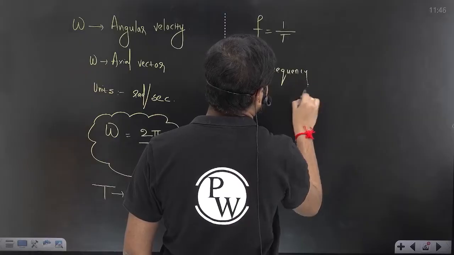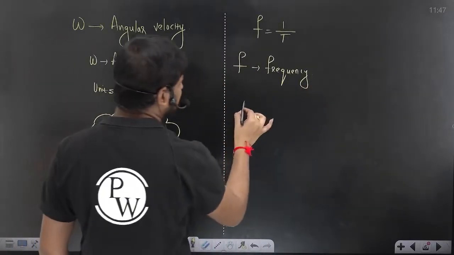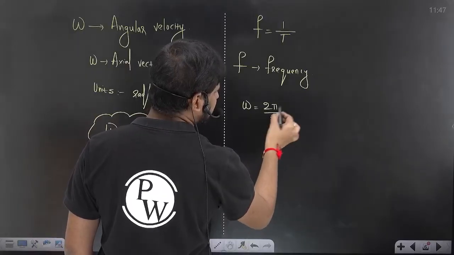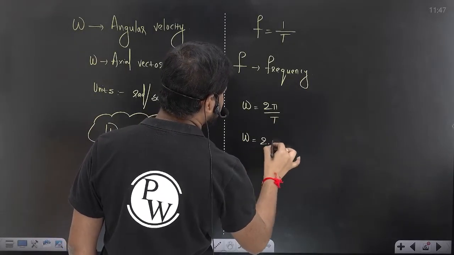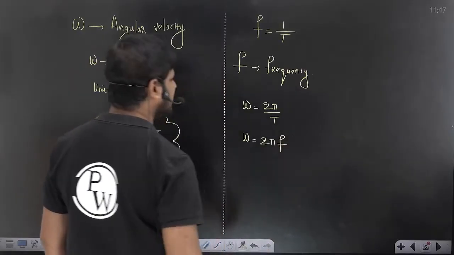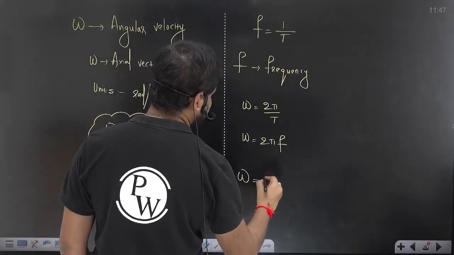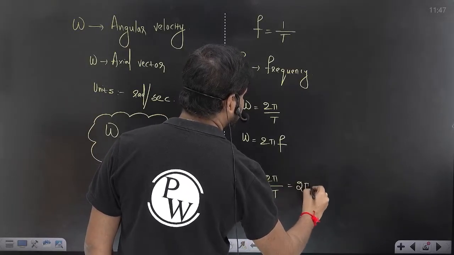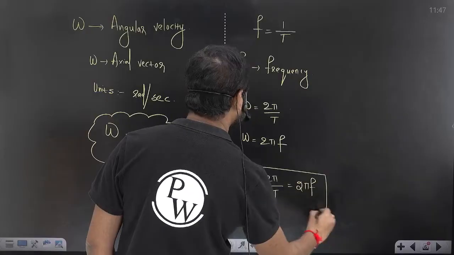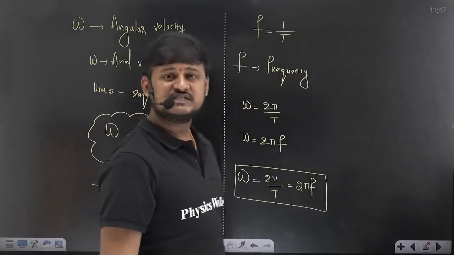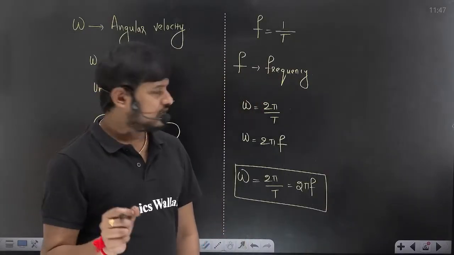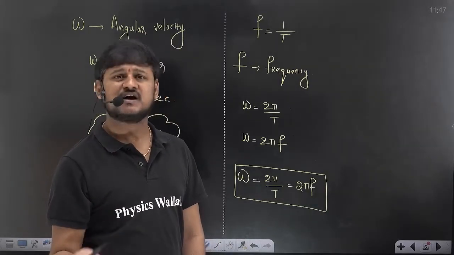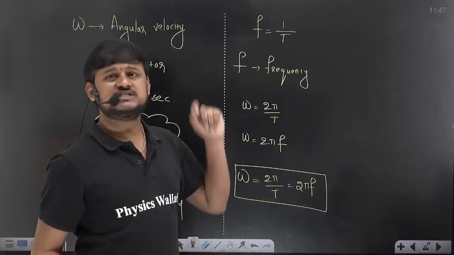Now shall I write omega in terms of frequency? Omega is equal to 2 pi by T, which in place of 1 by T I can write f, so omega is 2 pi f. Therefore, the angular velocity in terms of time period is 2 pi by T, and in terms of frequency is 2 pi f. In the question, frequency is given. How do we get to know if frequency is given or not? If revolutions per minute or revolutions per second is given, that is said to be frequency.